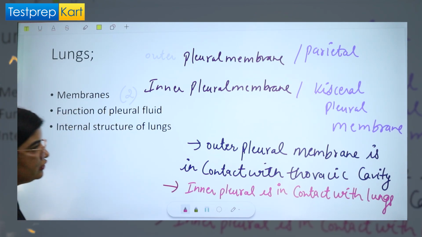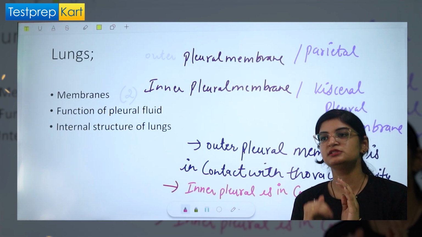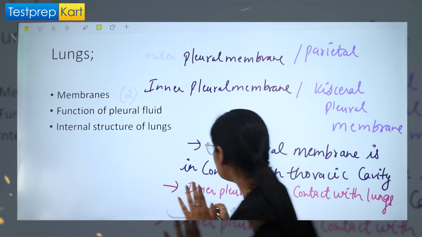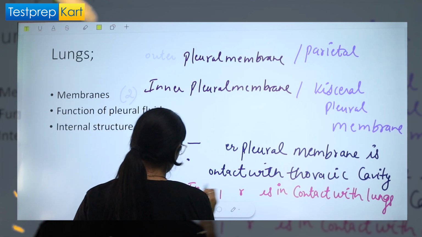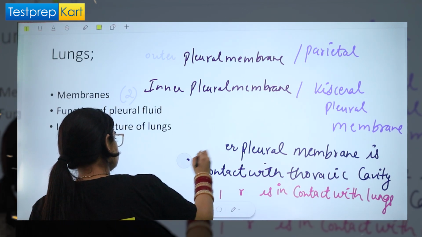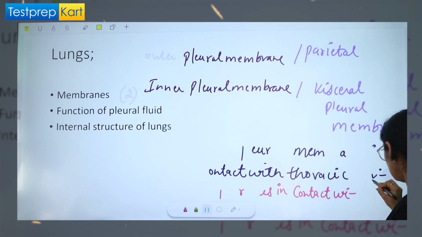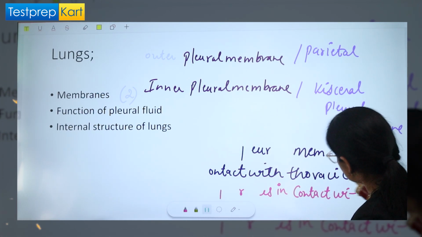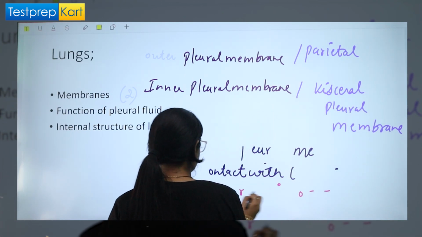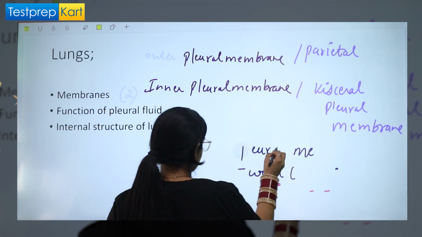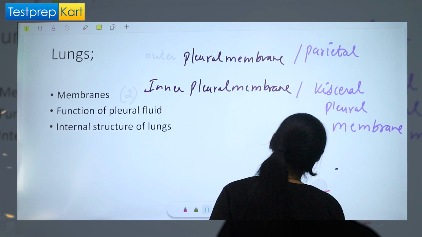Now we'll talk about function of the pleural fluid. As we have seen, there is a space between the pleural membranes, and this space is termed the pleural cavity, and this pleural cavity is filled with the fluid, that is pleural fluid, right? This pleural fluid helps in the protection of the lungs. It will act as shock absorber, and it will also help in the reduction of friction.